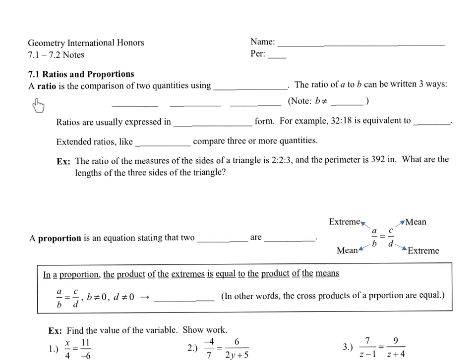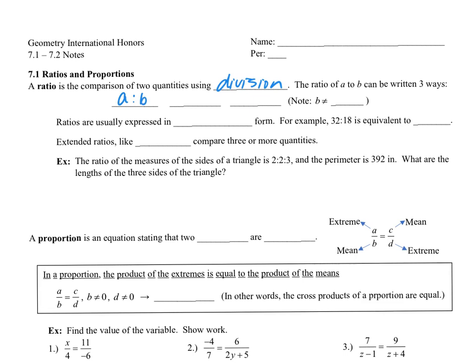So let's start with what a ratio is. A ratio is the comparison of two quantities or two numbers using division. The ratio of A to B can be written in three different ways. Sometimes you'll see it written with a colon. You'll see A colon B. That represents the ratio of A to B.